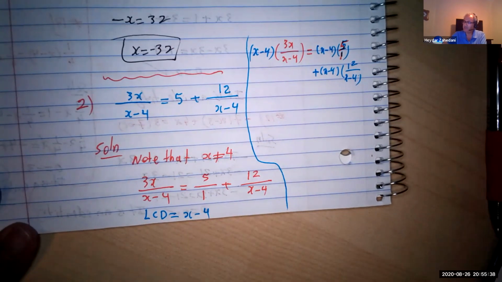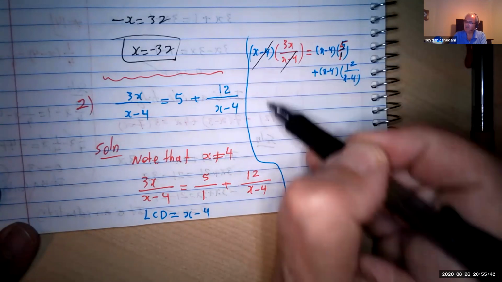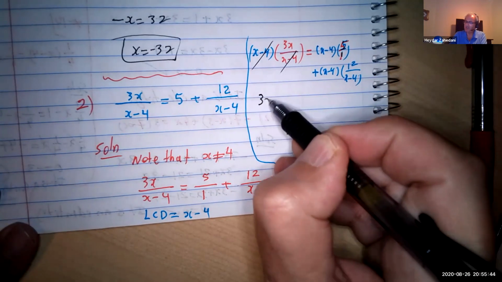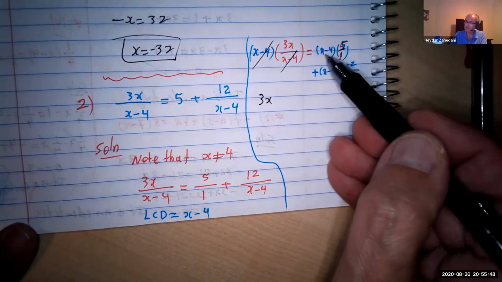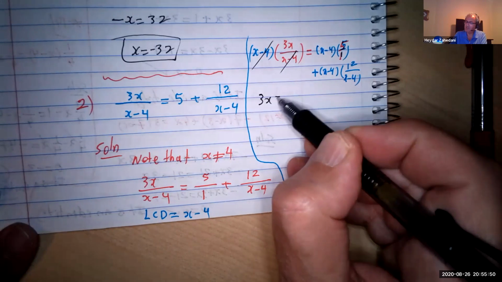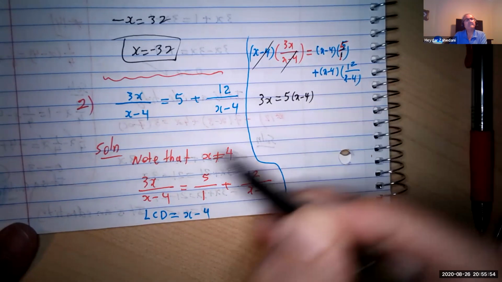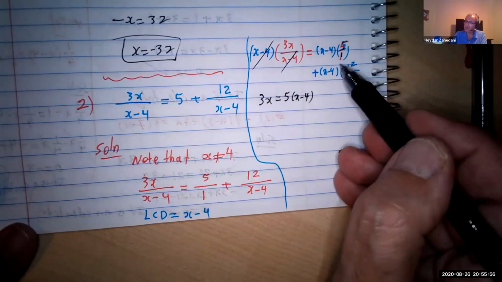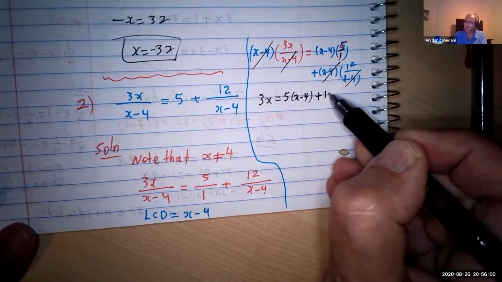Now we can simplify it quickly like the one that we did with the numbers. So these two would cancel out. We get the 3x over here. And over here is the 5 times x minus 4, so it's going to be equal to 5 times x minus 4. We multiply later. Okay, and over here x minus 4 and x minus 4 cancel out. We get the 12. Any question?